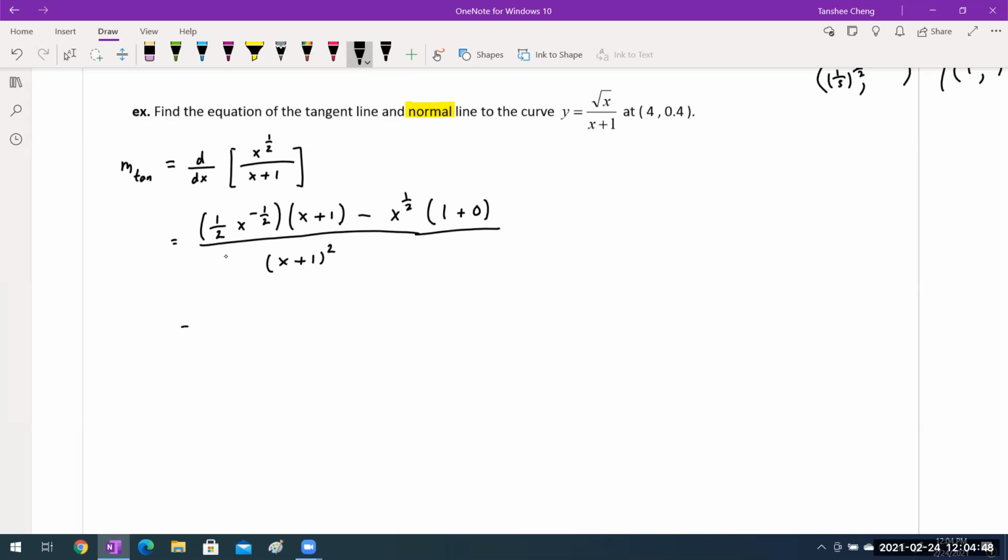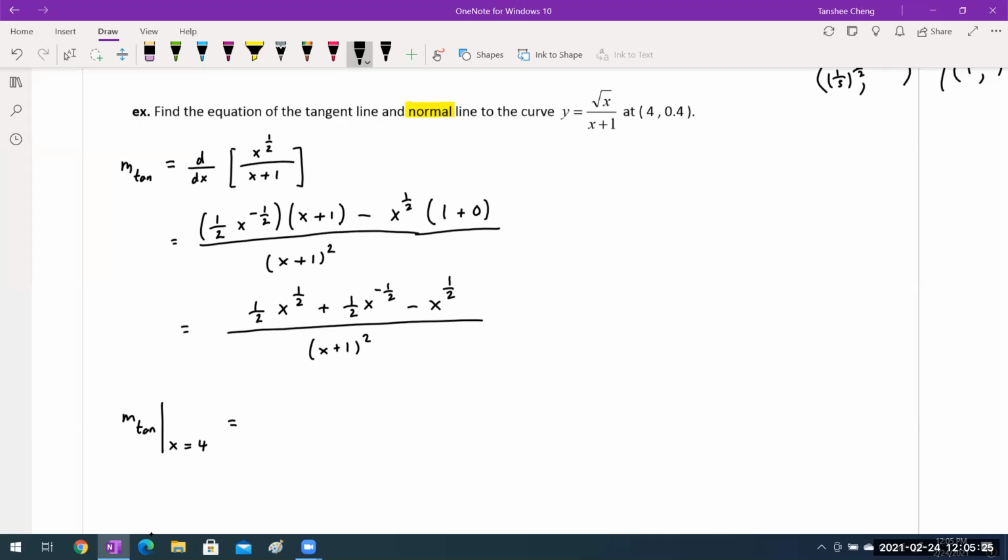If I simplify a little bit further, that will give us 1/2 x to the negative 1/2 times x. That will give me x to the half, because when you add the exponents, plus 1/2 x to the negative 1/2 power, and minus x to the half, all over x plus 1 squared. So that's the general formula. Now we want to find the slope of the tangent line particularly at x equal to 4.